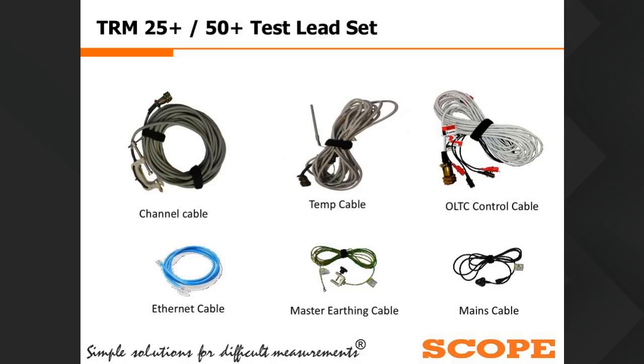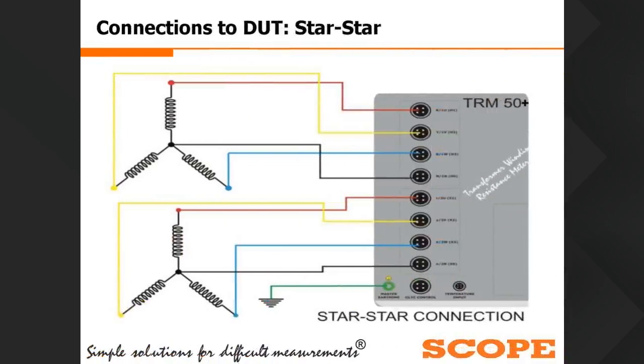So these are the test leads that we need to use during the testing. These are the channel cables. Then temperature cables for measurement of temperature. Then OLTC control cable, to change the tap automatically from the instrument. Then Ethernet cable to operate the instrument from a laptop. Then this is a master earthing cable, and this is a mains cable. So these are the test lead set.